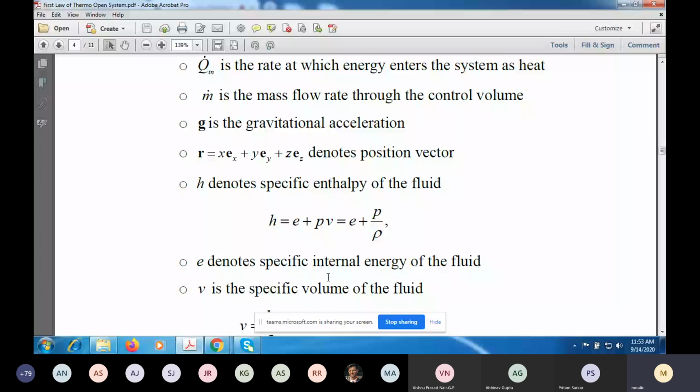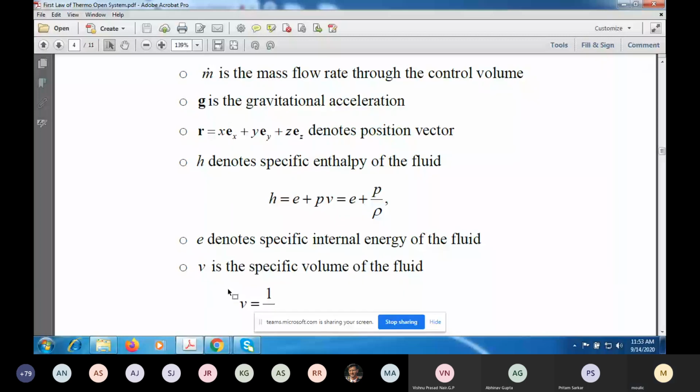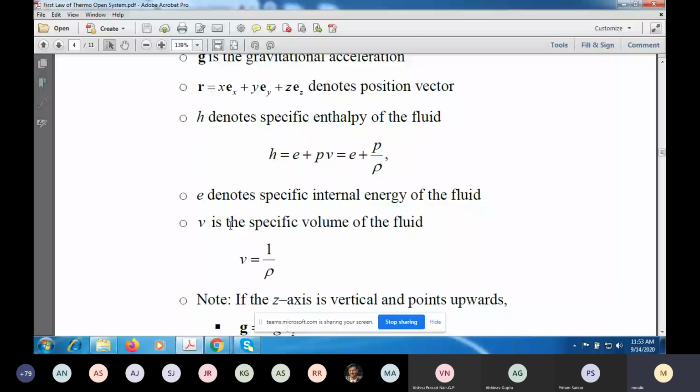So this will be joule per kg. And small v is the specific volume, that will be meter cube per kg. So this is the reciprocal of the density. So I can write H as E plus P by rho. This definition is valid even for a compressible fluid, but in the case of a liquid, we'll assume that this rho is a constant.